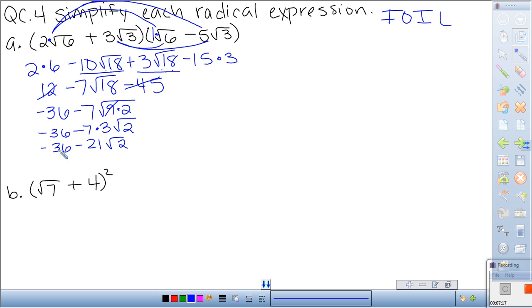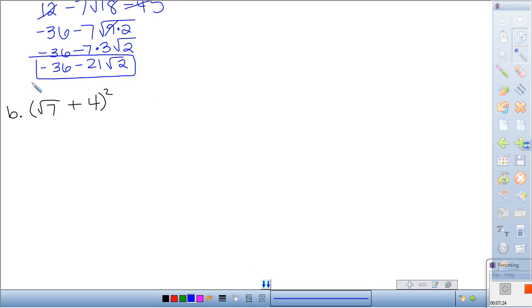And since these are not like terms, one has a radical, one doesn't, you cannot add them together, and you are finished. Let's look at one more like that one. This is a special one.